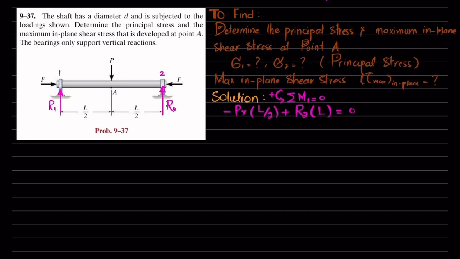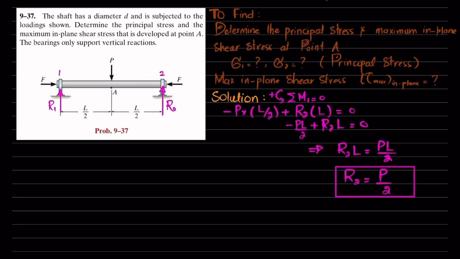This force is not producing moment because it is passing through this point. R1 is also not producing any moment. So only this force and this force are producing moment. Now from here we get minus PL by 2 plus R2 into L is equal to 0. So R2 into L will be equal to plus PL by 2, and when you divide by L on both sides, you will get R2 equal to P divided by 2. So this is the value of R2.